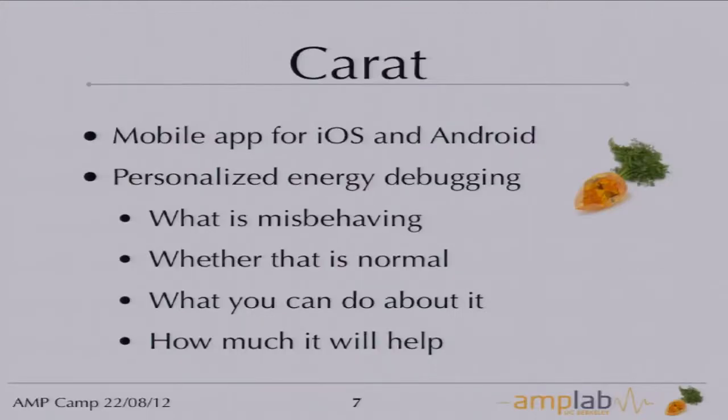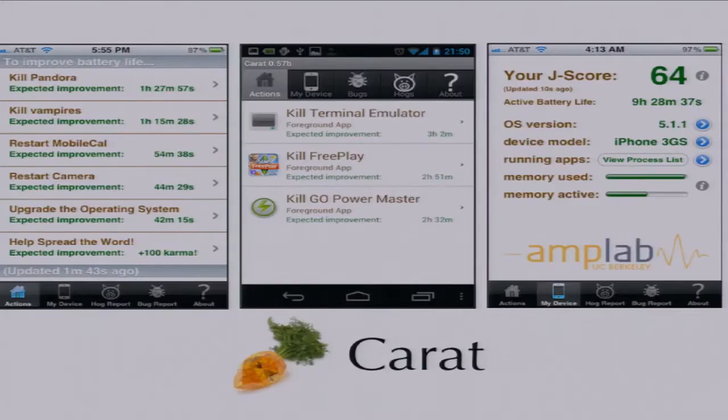So we do this using a mobile app called Carat, which we wrote for iOS and Android. And it provides personalized energy debugging. So what that means is it'll tell you, for your particular device, what is misbehaving, whether that's normal, what you can do about it, and how much it will help. So what that looks like, these are some screenshots from various versions of Carat.